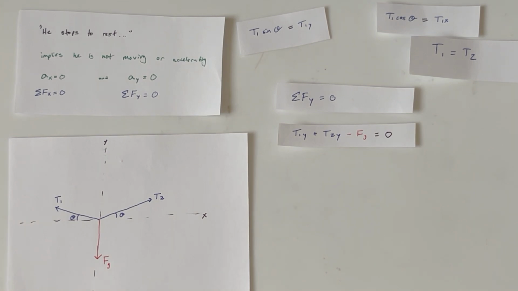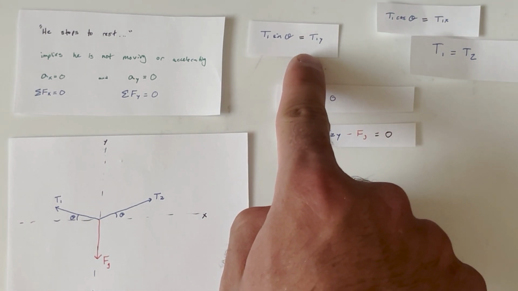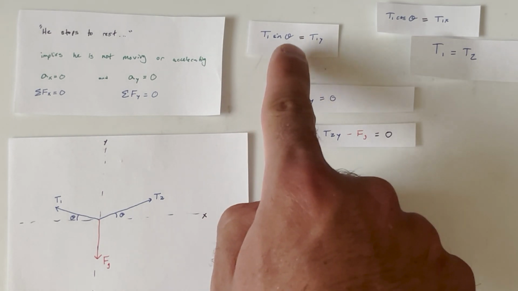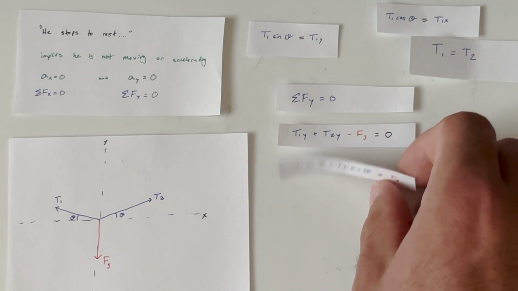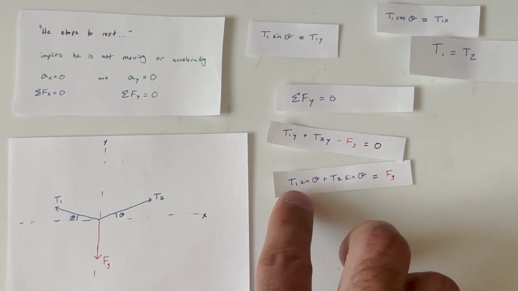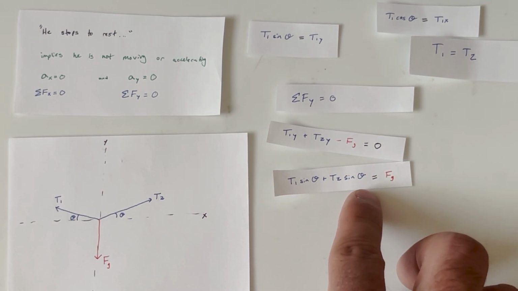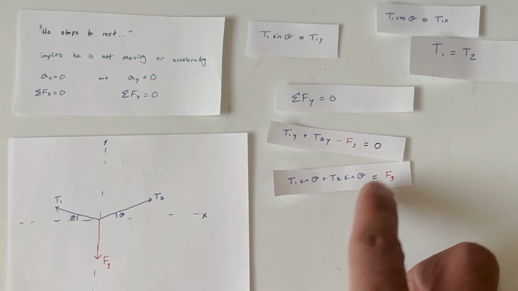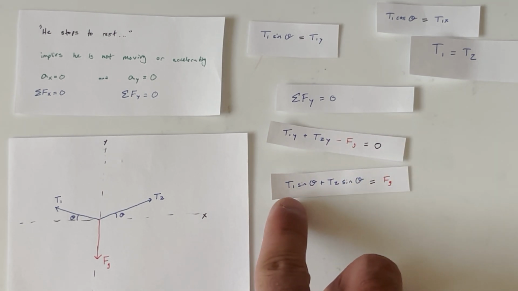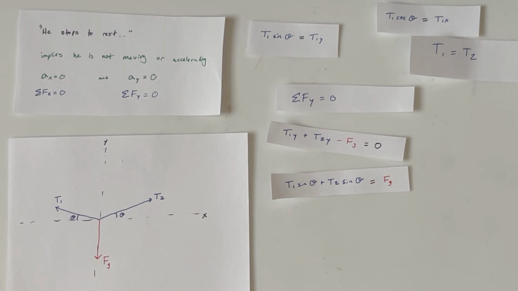So then, let's go to our next step. We're going to do a very similar thing, right? We don't want tension 1y, we want tension 1. So what did we find earlier that tension 1y is equal to? We found tension 1y is equal to tension 1 sine of theta. So in this step, I went ahead and I said tension 1 sine of theta plus tension 2 sine of theta, and then I added the force of gravity to the other side. So tension 1 sine of theta plus tension 2 sine of theta is equal to force of gravity.